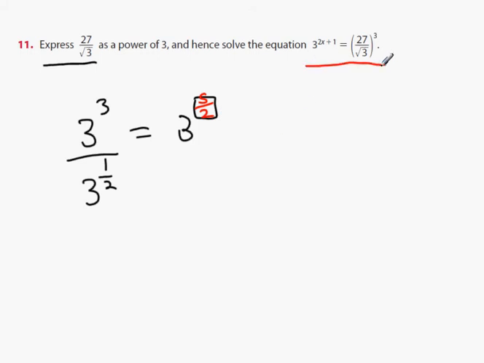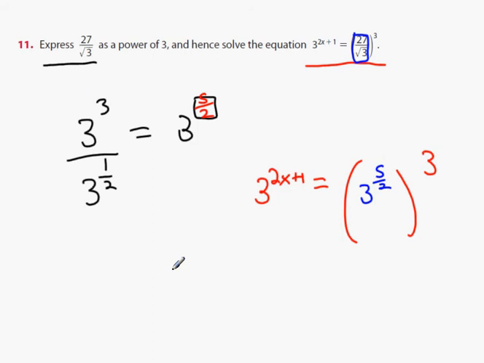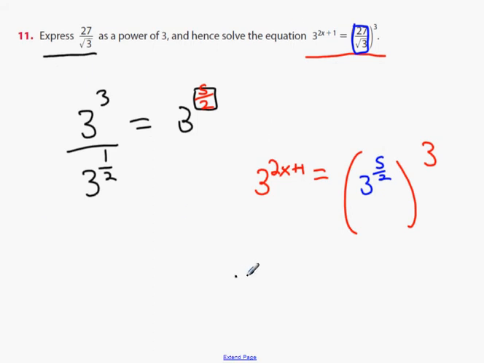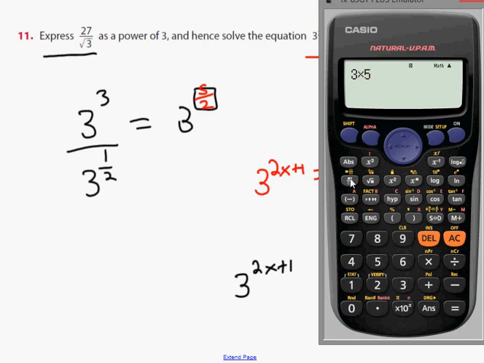Now what can you do with this question here, lads? 3 to the power of 2x plus 1. Instead of this part here, what can you put in? 3 to the power of 5 over 2. Then what do you do after that? Cancel the 3? No, not yet. This power and this power, what do they need to do together? Come on, guys, everybody knows this. Multiply. 3 times 5 over 2? You only multiply top by top. So the answer should be 15 over 2. Yes, it is.